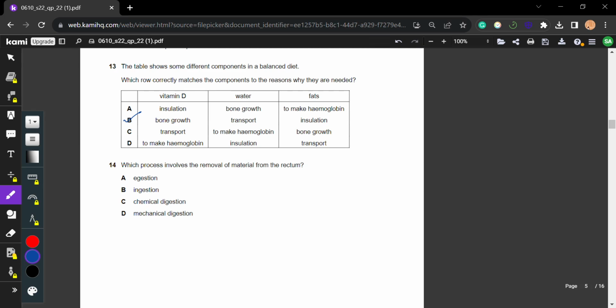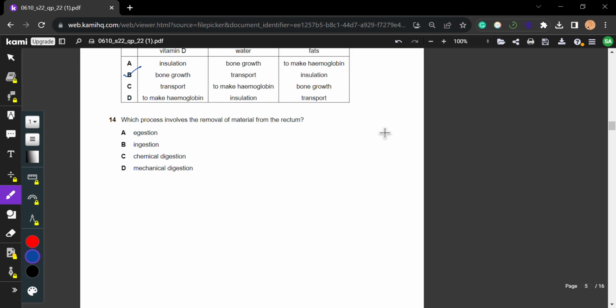So calcium can't be absorbed without the presence of vitamin D, which can be obtained from sun, egg, etc. Now, water is needed for transport. We know this. And fats are needed for insulation. Even if you knew one of these, you can always rule out the other options because none of them are actually similar over here. They're all different. So these are the type of questions which are a giveaway question. You'll get marks.